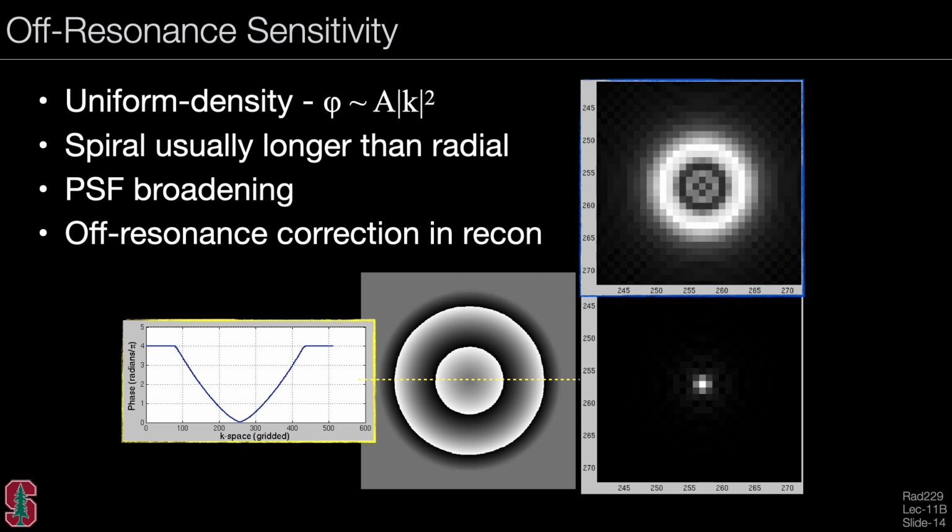At the bottom here, you see a map of the phase that accrues, and notice that we're going to a total of 4 pi radians in this example. And the point spread function on the right is substantially blurred compared with the reference point spread function below.